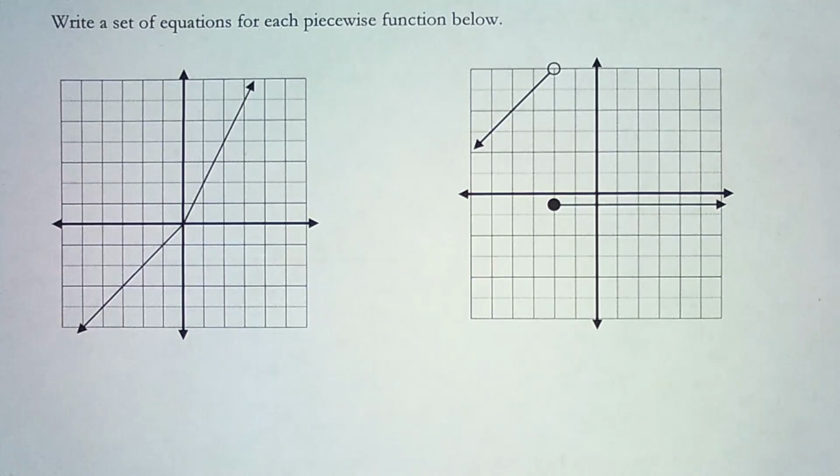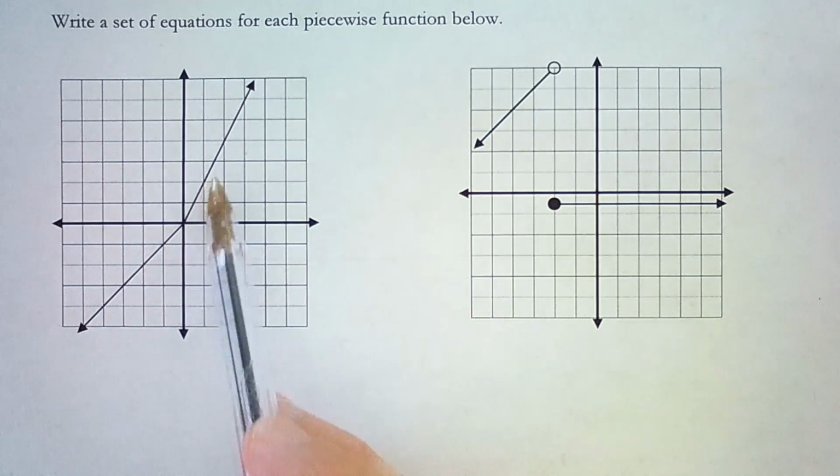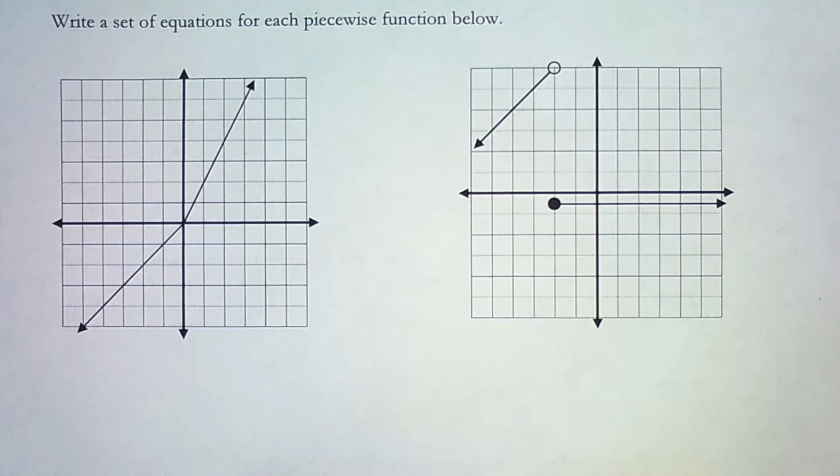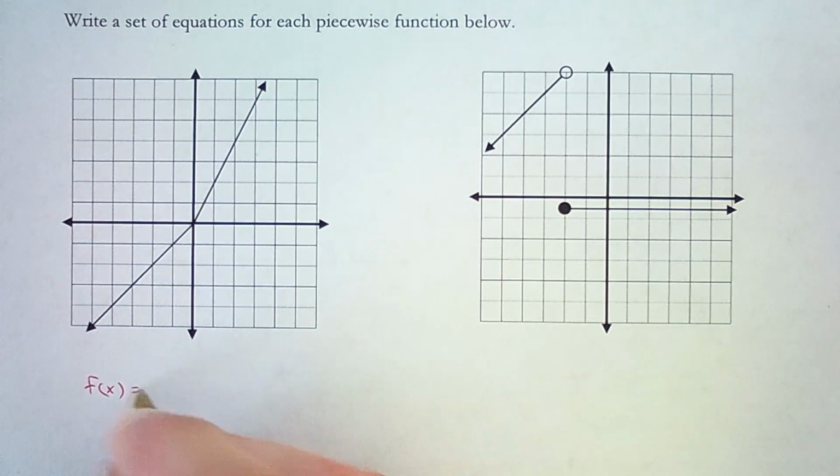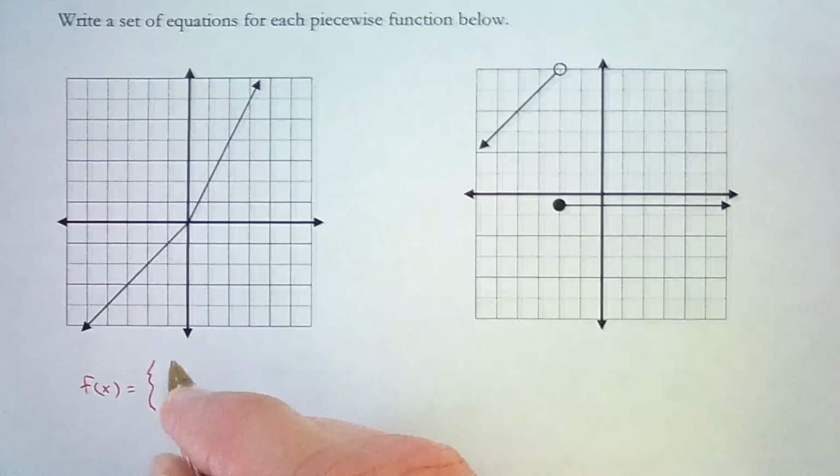Welcome back. In this video, we are going to write equations for piecewise functions. So here I have two different pieces that I'm going to write equations for, and we'll write it in function notation. F of x equals this line over here.